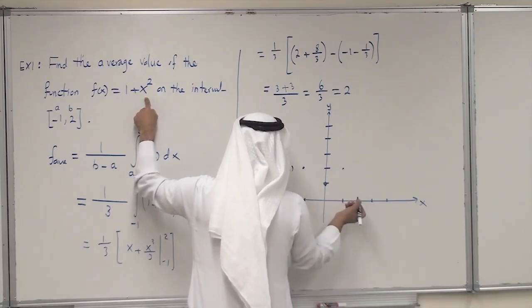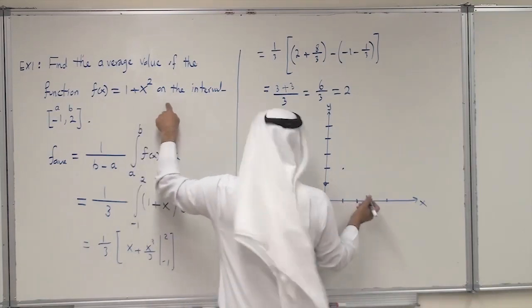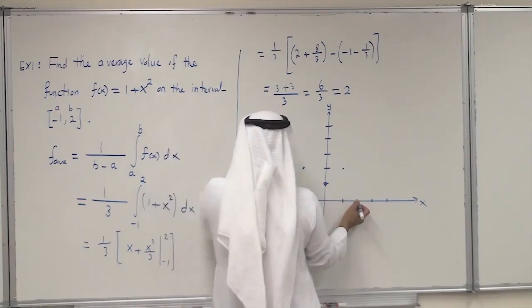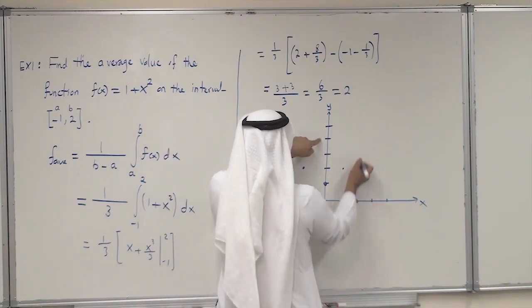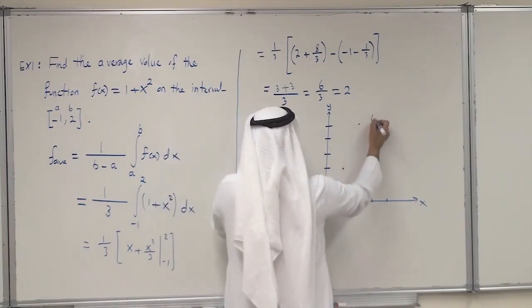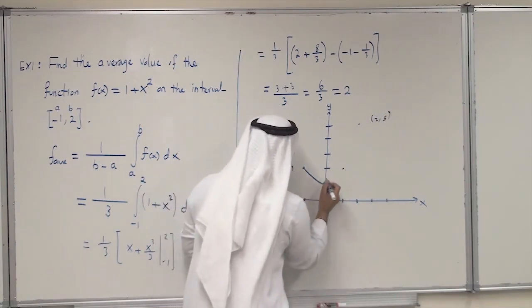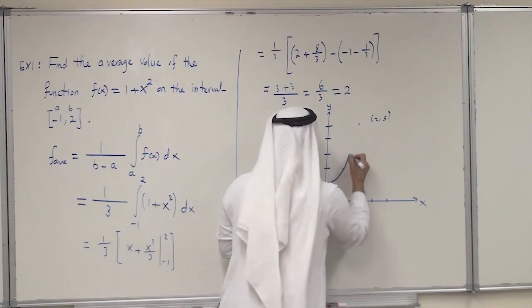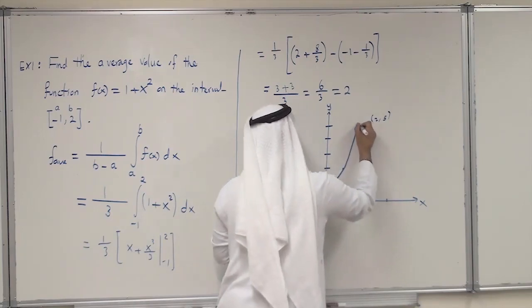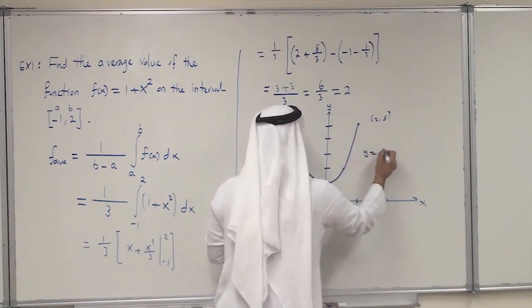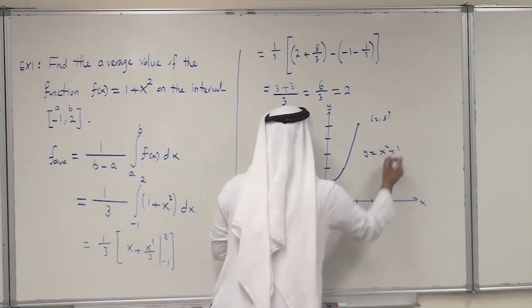Okay, it's symmetric around the y-axis. And at 2, this is equal to 1, 2, 3, 4, 5. So this is the point here, 2 and 5. So we have a parabola coming this way, continuing up to the last point we have here. Fine. This is the graph of y equal to f of x, which is x squared plus 1.